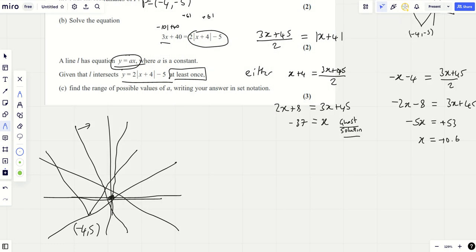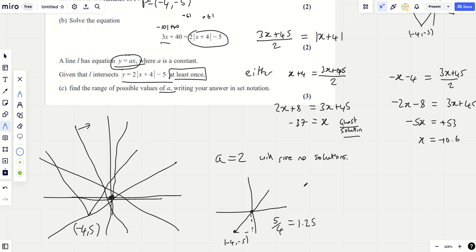So when is the gradient 2 or minus 5? Well, a equals 2, yeah, will give no solutions just because it's parallel to the line. And actually, when we want the gradient to be hitting the point minus 4, 5, which is a minimum point, well, what's the gradient of that line? Well, let's just do the old gradient trick. 5 over 4 is 1.25. And that's why if a is less than or equal to 1.25, or if a is strictly greater than 2, then you will get at least one touch, at least one intersection.